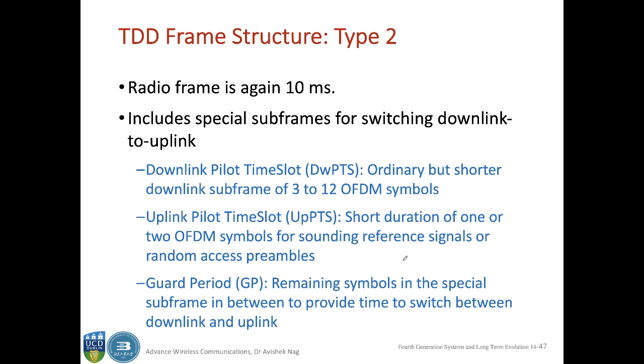Now there is a TDD frame structure which is the type 2. My apologies, I said for FDD you have 2 types, but actually FDD is the type 1 and TDD is the type 2. So again, in case of TDD frame structure, the radio frame is 10 millisecond again, but here you have some special subframes for switching downlink to uplink.